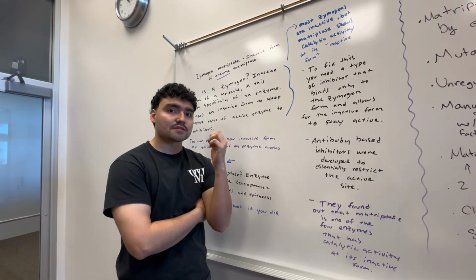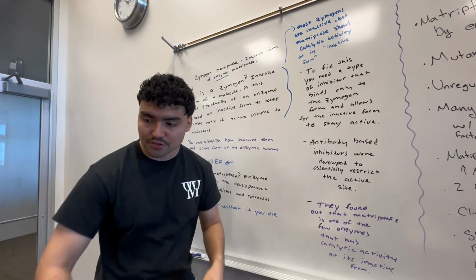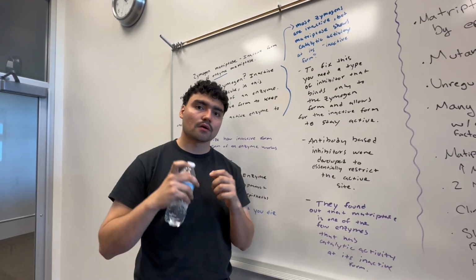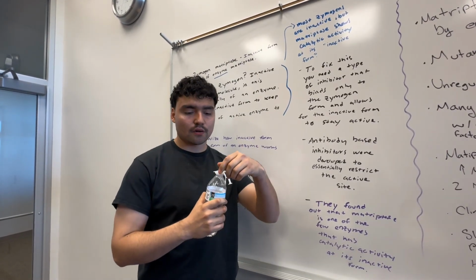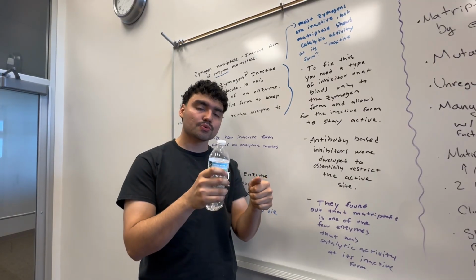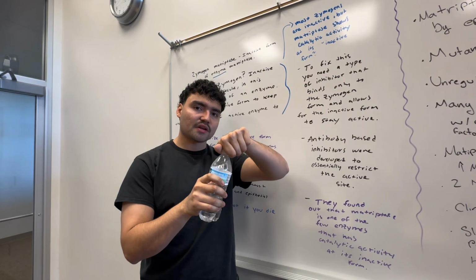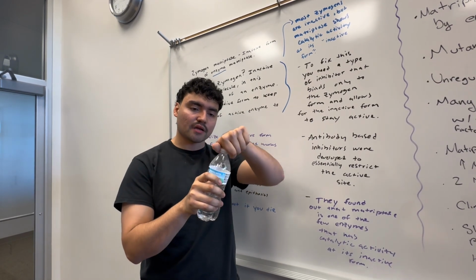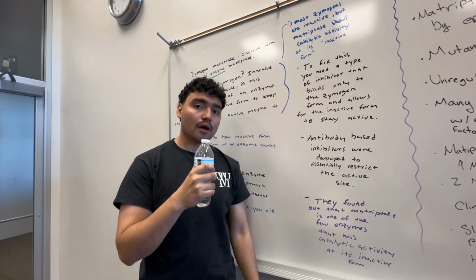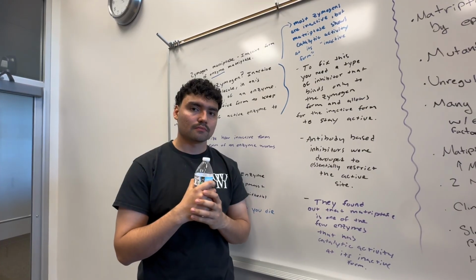So to fix this, they essentially developed what we call an inhibitor that is going to bind to the active site and fix that loose cap, right? It's going to fix that loose cap. So what the inhibitor does is it binds to the active site and fixes that problem, right? And that's what they did in this experiment.